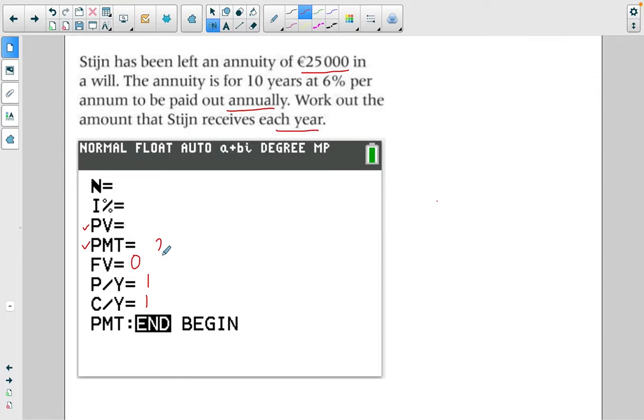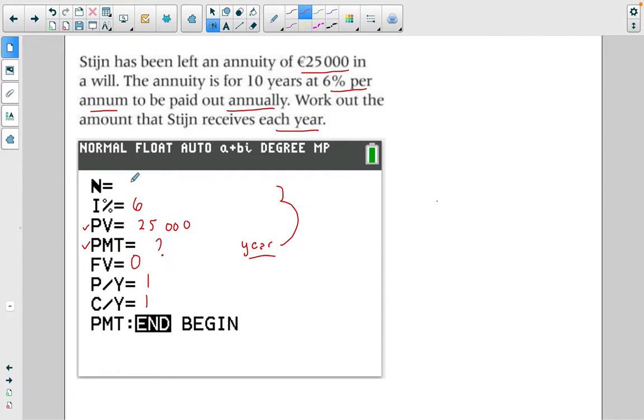We don't know what it is, but the important information is that we're dealing with an annuity per year. We know this is 25,000. The interest is 6% per annum. I don't need to divide by anything because my interest is described per year and my PMT is also per year. So you need to make sure the units all match up. The units of your PMT match up with these two.